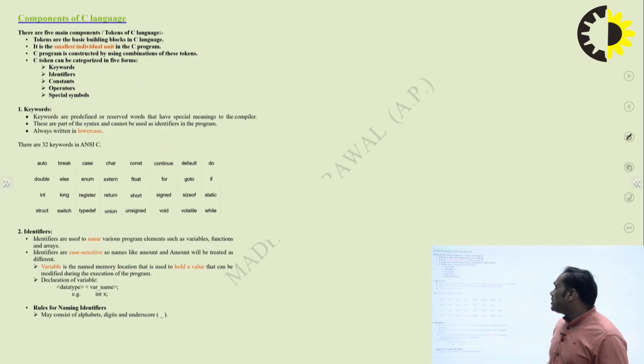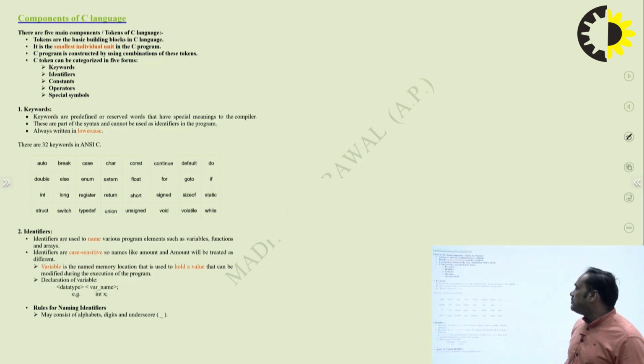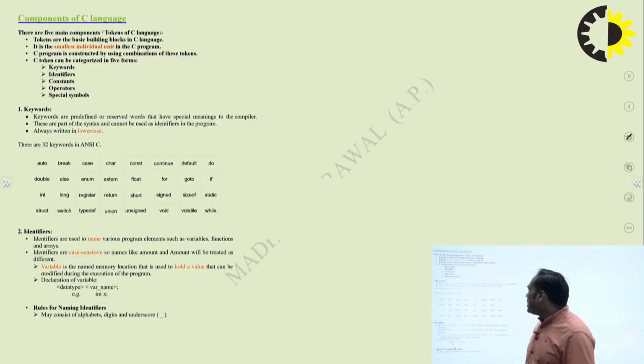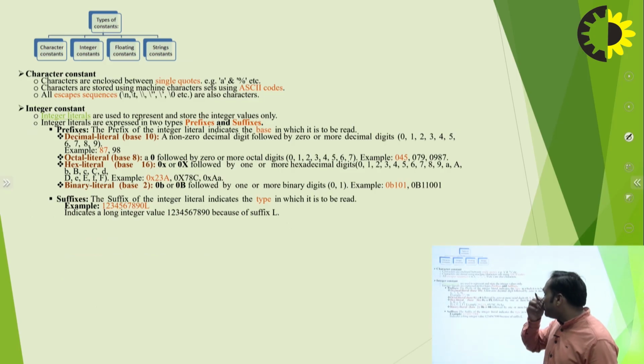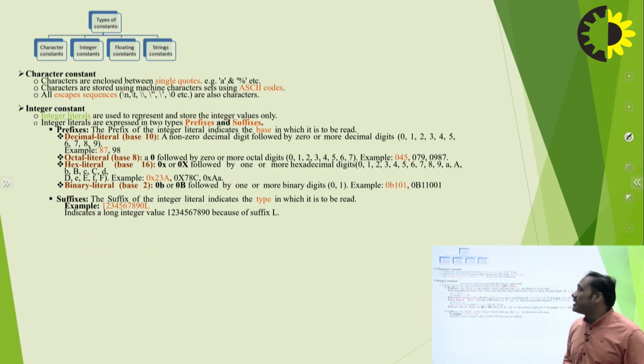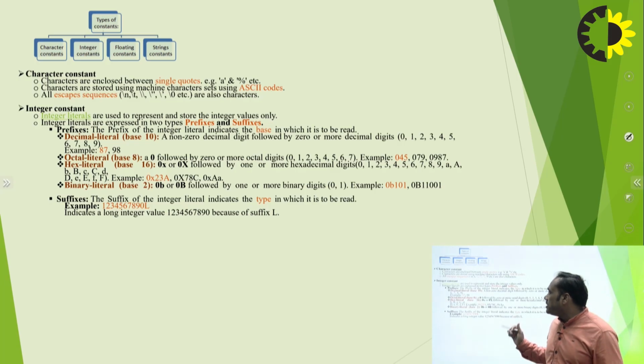So the components of the C language. These are some important components of the C language: keywords, identifiers, constants, operators, and special symbols. We are not going to discuss them in detail. I am going to discuss the main things of programming, that is, the types of constants. What types of constants are we using? Character constant, integer constant, floating constant, and string constant. These types of constants are generally used in the C language, because they play a very important role in programming.